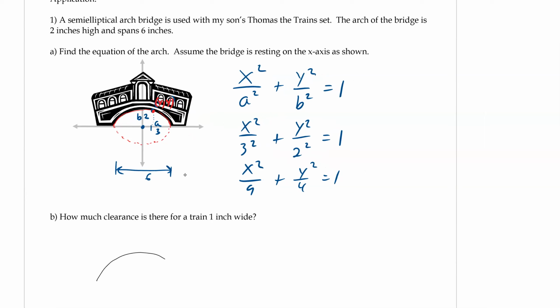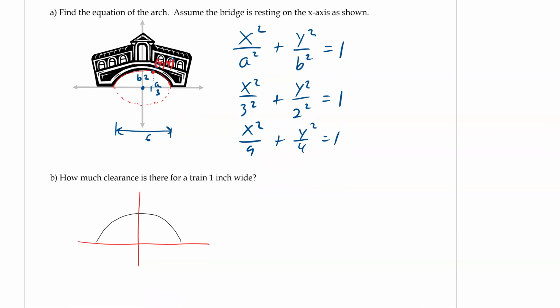So if I graph my ellipse, right, I put my x and y axis there, then I know my train is 1 inch wide. So you think about that train, it has a width of 1 inch. And when you're going to push this train, you're going to push it down the center. So my train would be here. And we're trying to see, will it clear? All right. So how much clearance is there at that 1 inch?